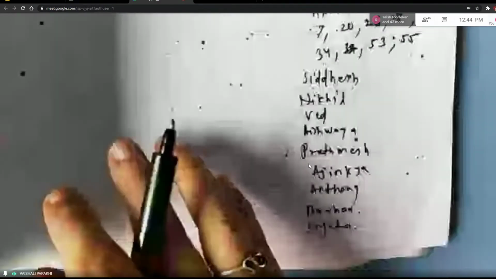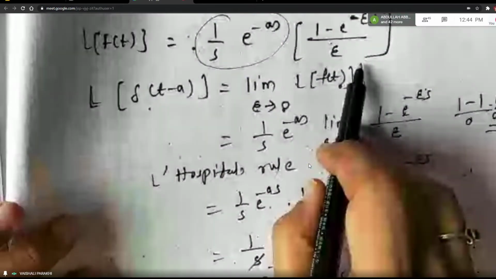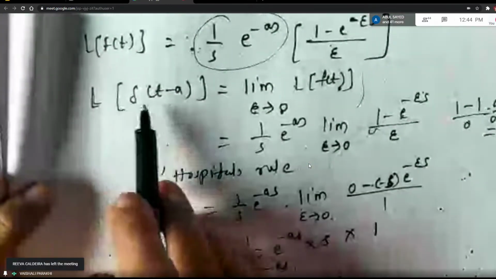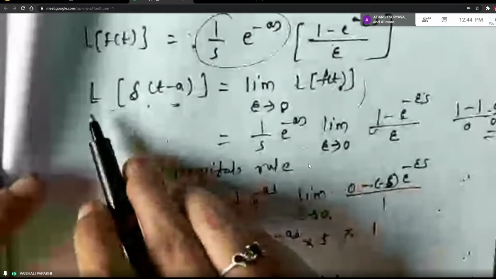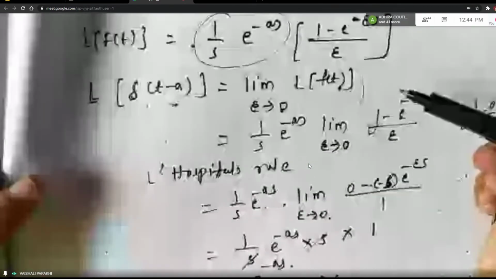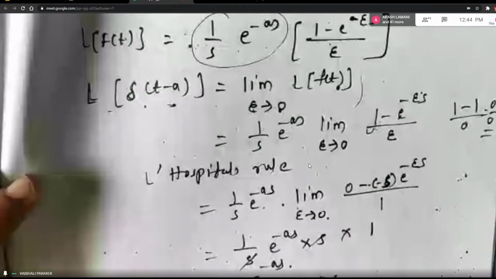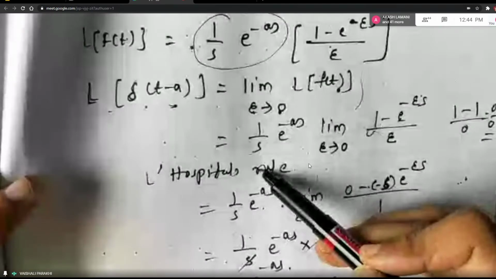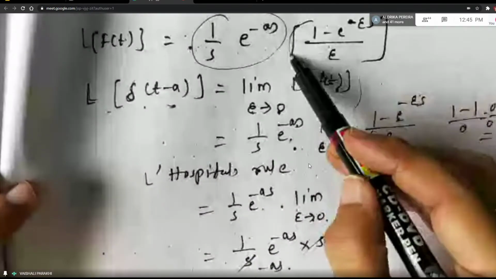Now, once you get this, this is the Laplace transform of f of t you got. Okay. Now, as I said, how the Dirac delta function is defined, it is denoted by the letter delta. Laplace transform of delta t minus a is the limit of whatever you got as epsilon tends to 0. So what happens? 1 by s is constant. e raised to minus as is constant with respect to epsilon. So you are finding the limit of this.